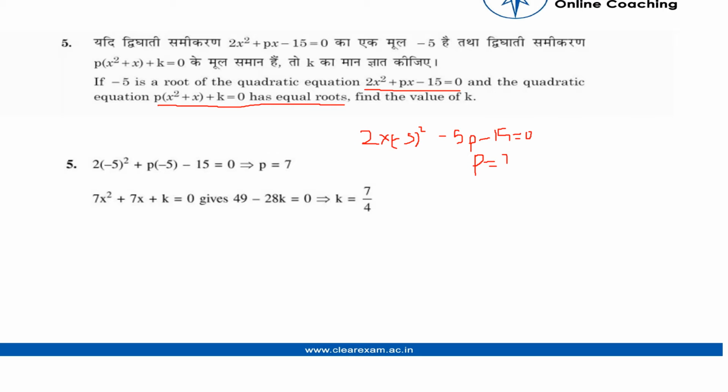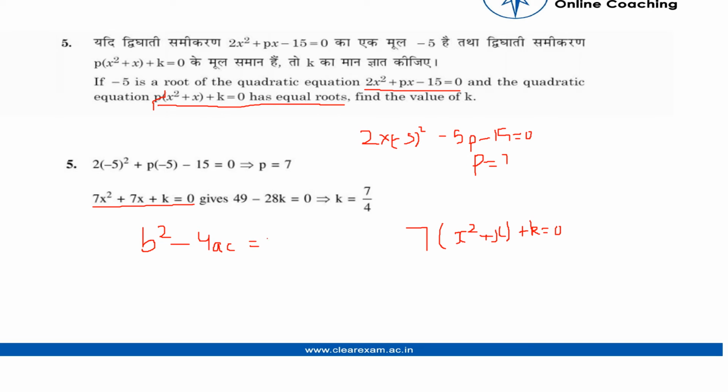And now put the value of p in this equation. So 7x square plus x plus k equals to 0. So this equation can be reduced to this, and to have equal roots, b square minus 4ac, that is the determinant of the equation, should be 0. It should be equals to 0.